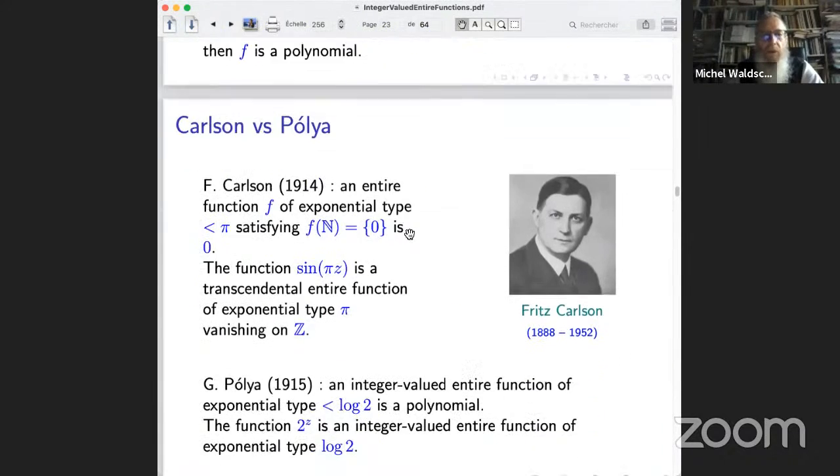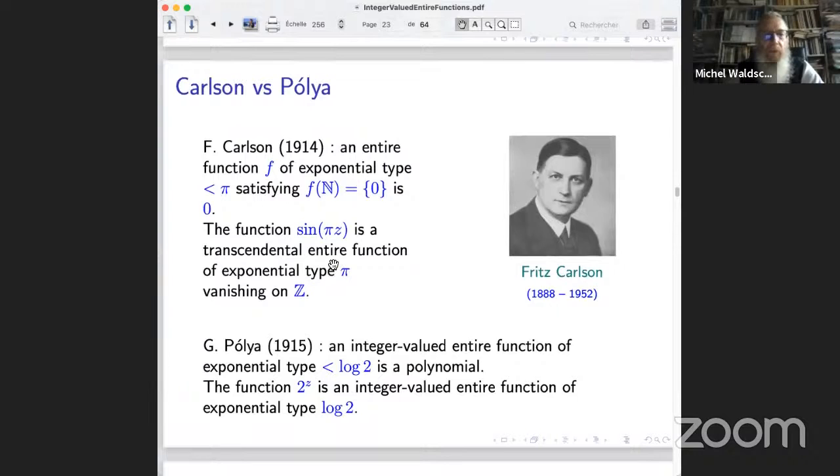I mentioned the result of Carlson before, which is that an entire function of exponential type less than pi which vanishes at the integers is 0. And this is best possible because of the function sine of pi z. And for Polya, instead of pi, it is log 2, but instead of 0, it is values in Z. So there is a strong connection, and we will see it again, between looking at integer values or looking at zero values.